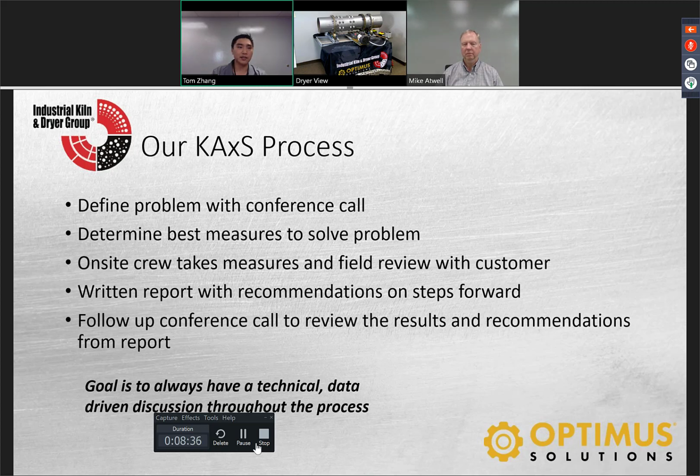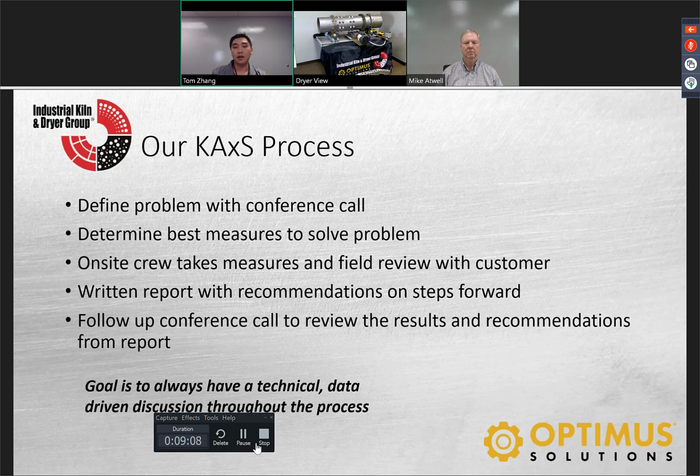This is a combined service of Industrial Kiln and Dryer and Optimus Solutions. So you're typically on a conference call with the key account specialist or the right parties, the technical parties in mind. And we're there to figure out what the problem is and how to best evaluate or diagnose that problem. It shows us what the best measures are. If you have a shell issue and you want to see data, we would recommend a kiln shell profile.